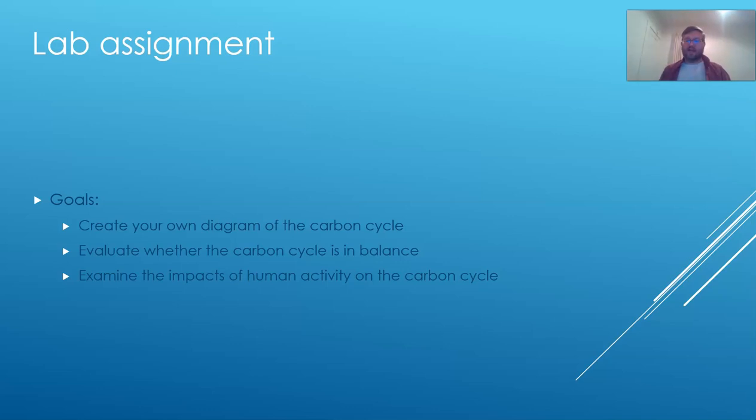Are the inflows and outflows to each stock equal to each other? And then you'll be able to examine the impacts of human activity. So when humans add new stocks and flows, modify the amount that's happening in other stocks and flows, what does that do to the balance of the overall carbon cycle?